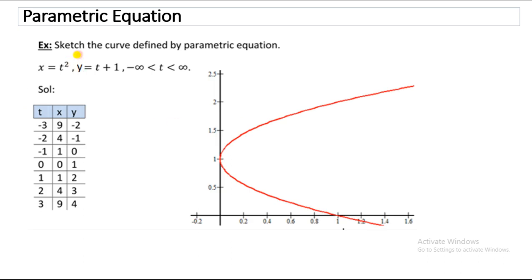Example: sketch the curve defined by the parametric equations x equals t squared, y equals t plus 1, with parameter t from minus infinity to infinity. I want to sketch this graph. I know x is a function of t and y is a function of t, and t ranges from minus infinity to infinity.